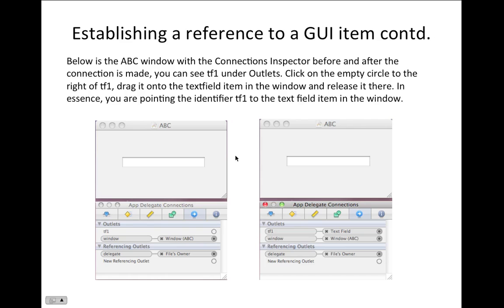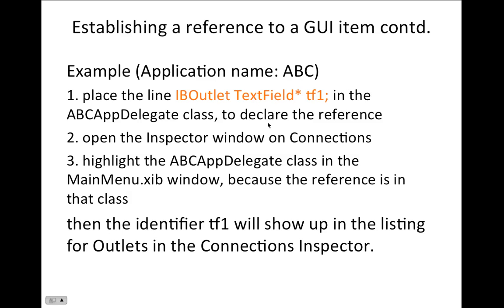Below is the ABC window, and we put a text box on the ABC window, and with the connections inspector, before and after the connection is made, you can see we've got the app delegate, the file owner, the window, and up here we have this empty box, and it says TF1, which is the name that we gave it in the previous slide. It's an IBOutlet UITextField, meaning it's from the Interface Builder. It's an outlet, which is a generic word for a GUI item. It's going to be a text field, and the text field is going to be a pointer to TF1, which is the name of the text field.